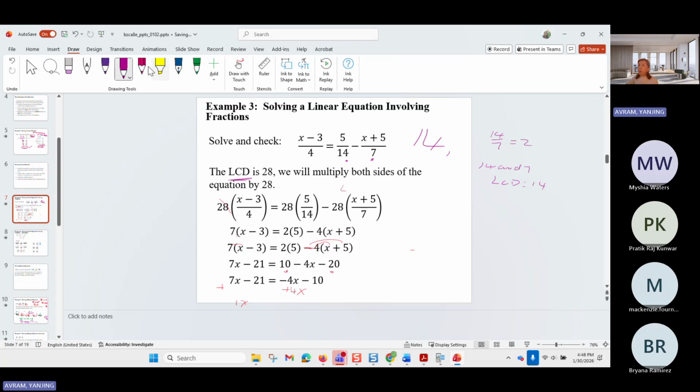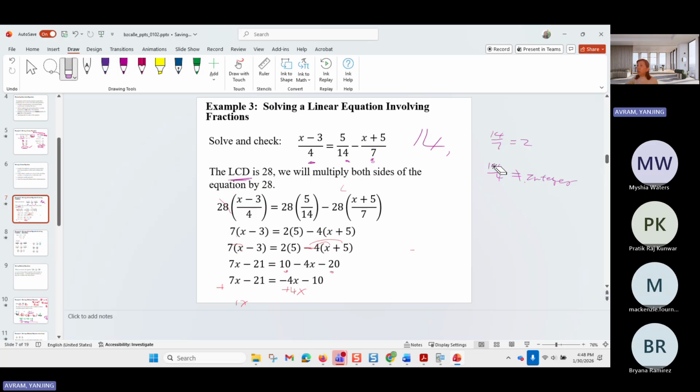Okay, but the problem here is I have a 4 right here. I have another 4 right here, right? So if you look at 14 divided by 4, it's not an integer. Since 14 divided by 4 is not an integer, that means 14 cannot be the LCD for all these 3.